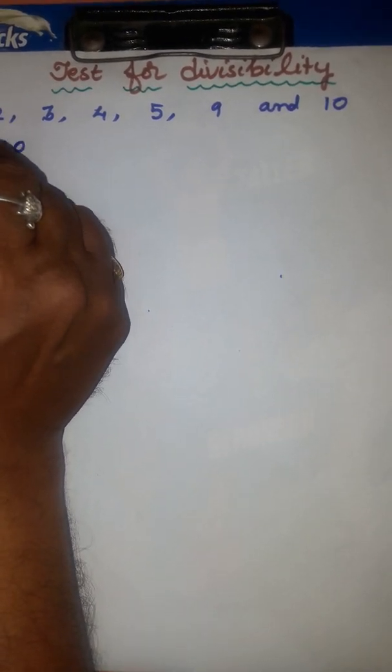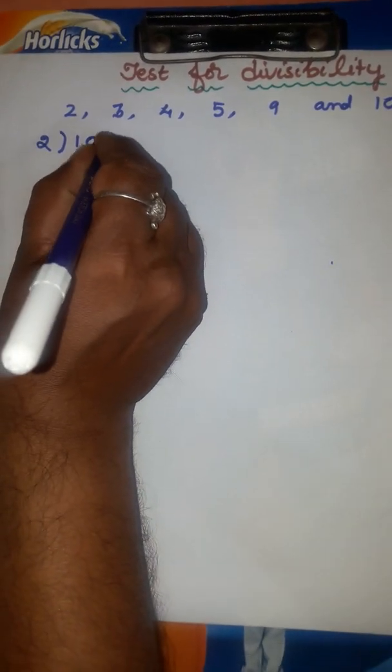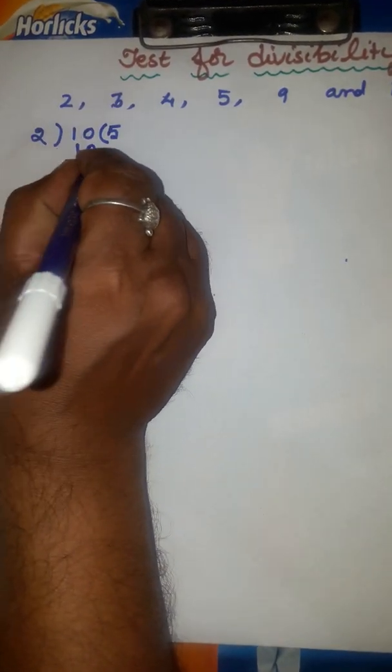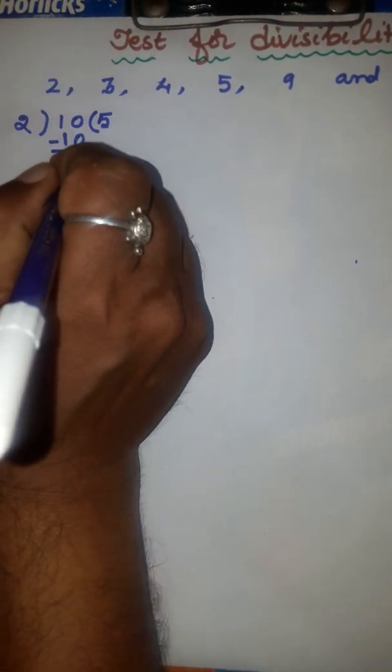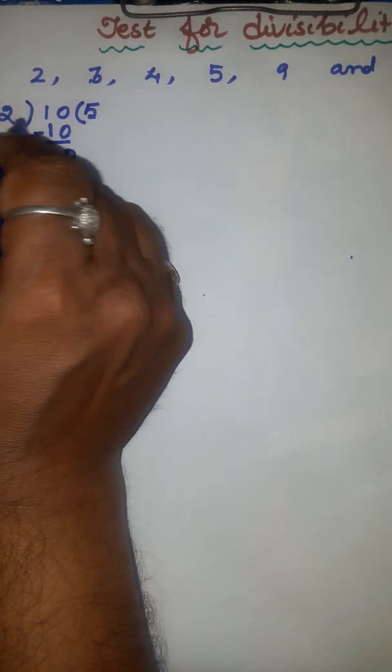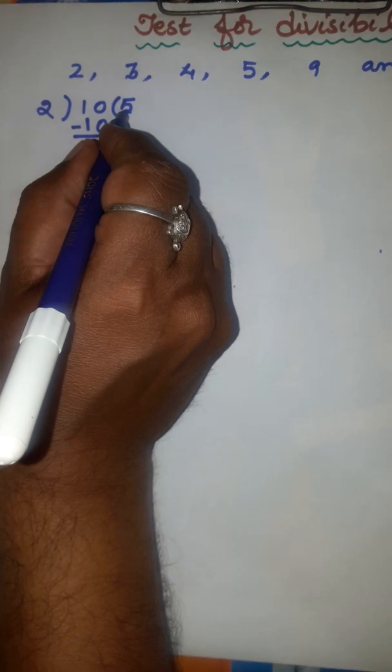So I am going to divide 10 by 2. 2 fives are 10. So 10 minus 10 is 0. So I say that 10 is exactly divisible by 2. How? Because I do actual division.